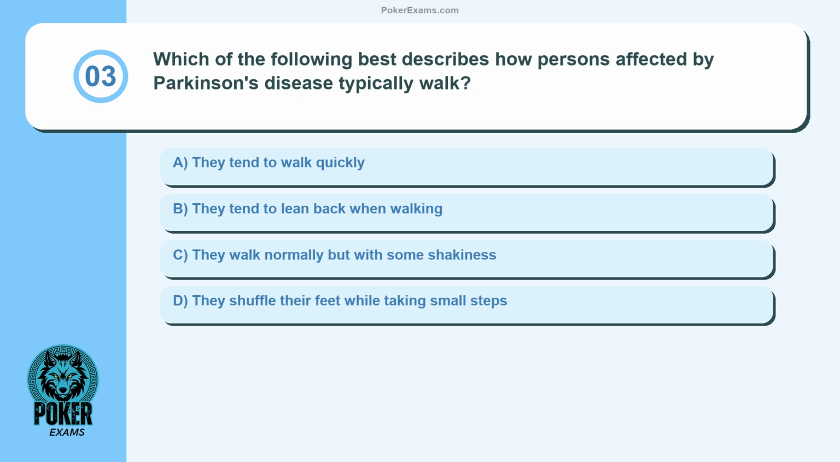Question 3. Which of the following best describes how persons affected by Parkinson's disease typically walk? They tend to walk quickly. They tend to lean back when walking. They walk normally but with some shakiness. They shuffle their feet while taking small steps.